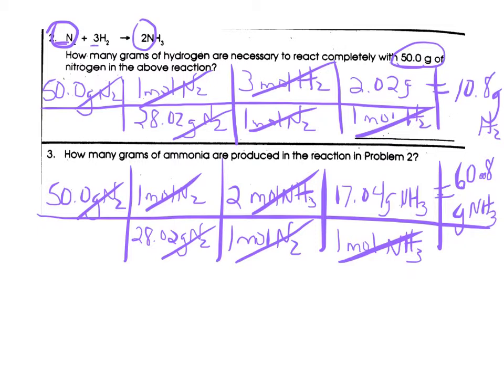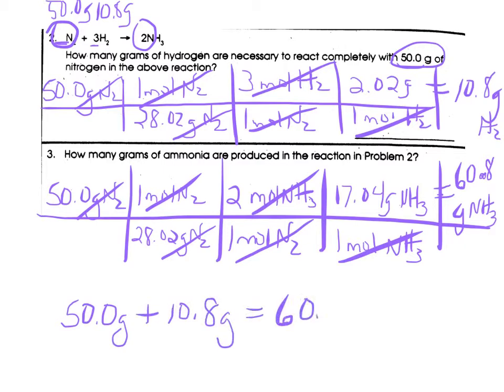Now, you might have thought of an easier way to do this one. This one you can actually do with the law of conservation of matter. So if I know I have 50 grams of N and I have 10.8 grams of hydrogen, since there's only one product, this will only work in a synthesis reaction, I can add those two together and get 60.8 grams because of the law of conservation of matter. So that won't always be an option, but that will work in this problem. You'll see in question number 4 and 5, since it's a double replacement, you won't have that option to do that.